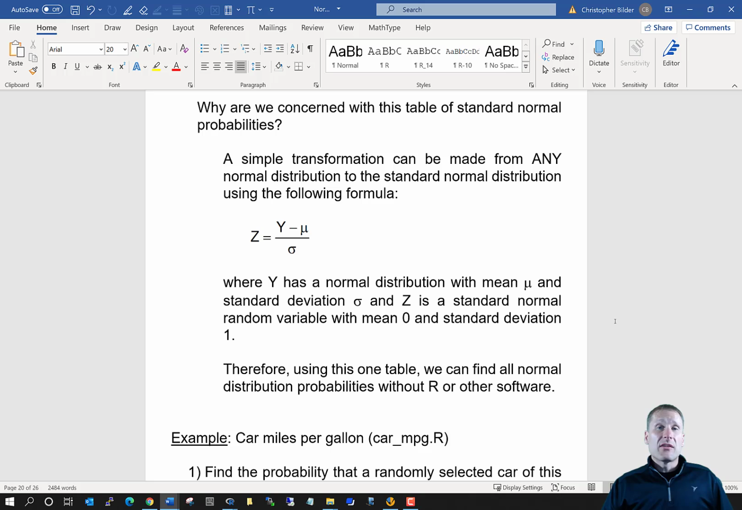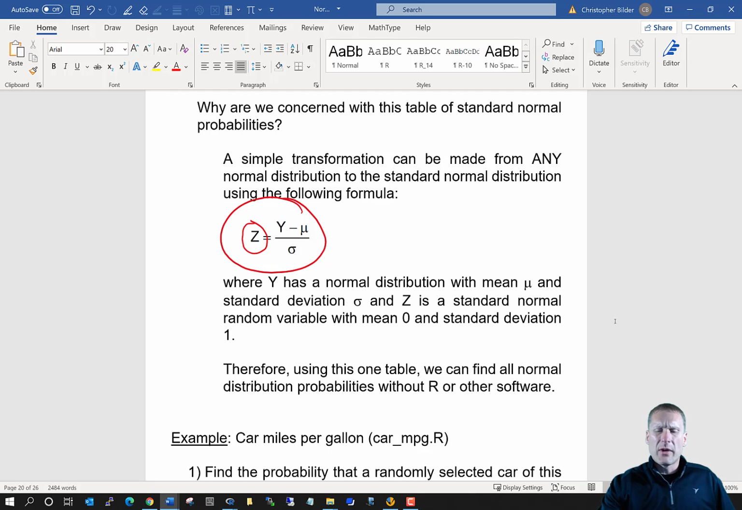Well, the reason is because we can convert any normal random variable to a standard normal random variable by using this little transformation. Suppose y has a mean of mu and a standard deviation of sigma. If I take y minus mu, take the whole thing divided by sigma, I get a standard normal random variable. You'll see me use that in a second. But remember, this z here has a standard normal distribution with a mean of 0, standard deviation of 1.